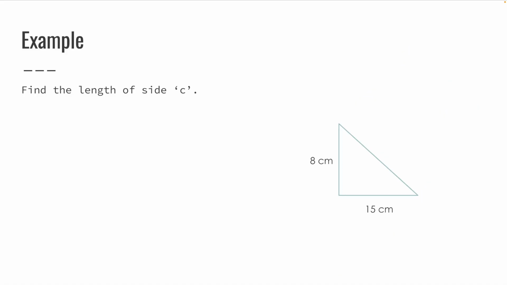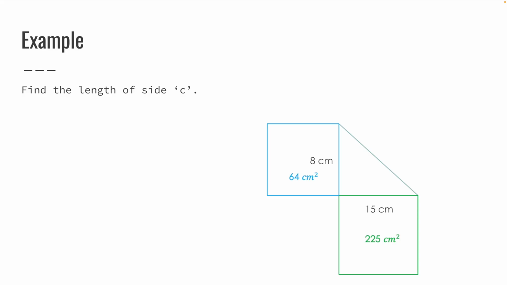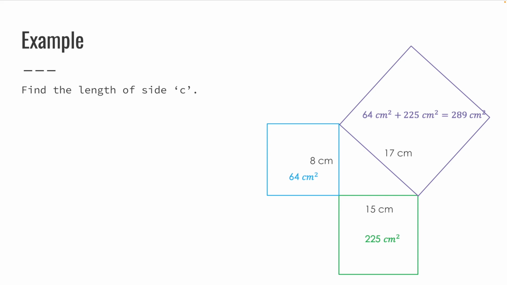Let's look at another example here. So if I make a square out of this side, I get 225, 15 times 15. On this side, I get 64, 8 times 8. I add them together and I get 289. If I square root that, I get 17 centimeters.